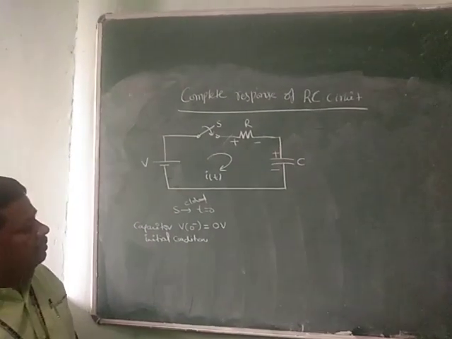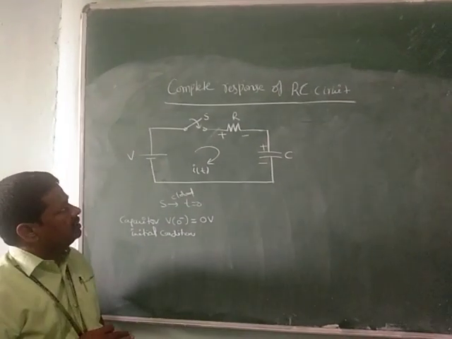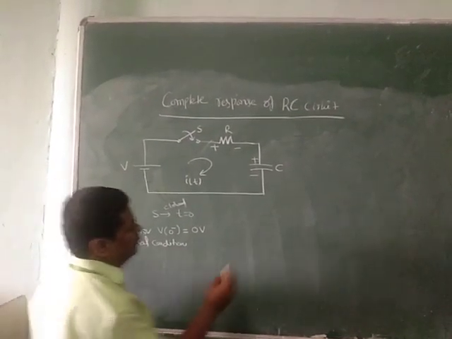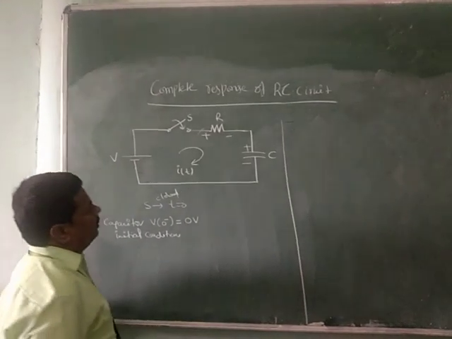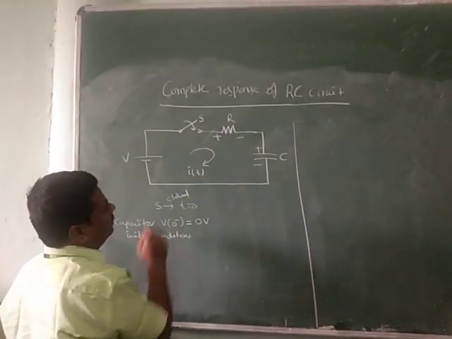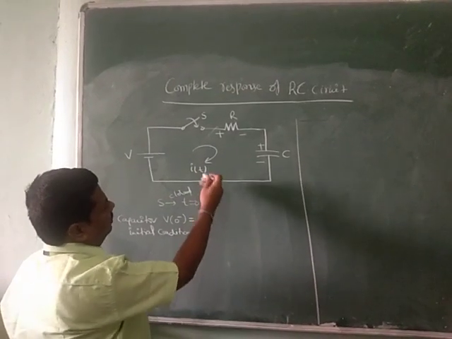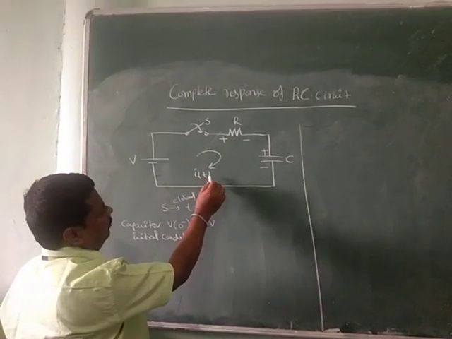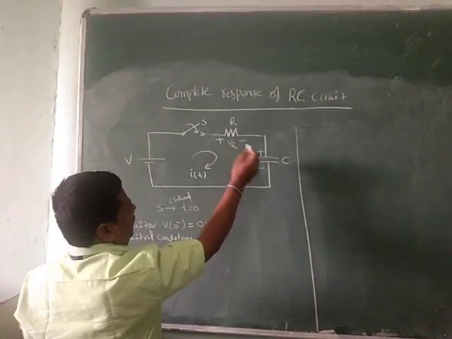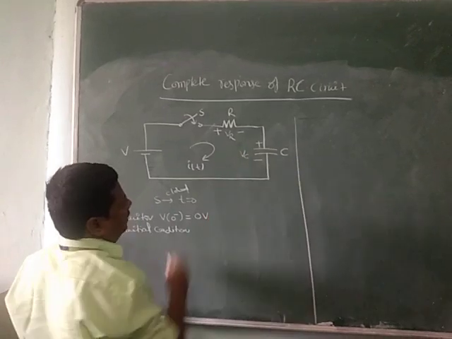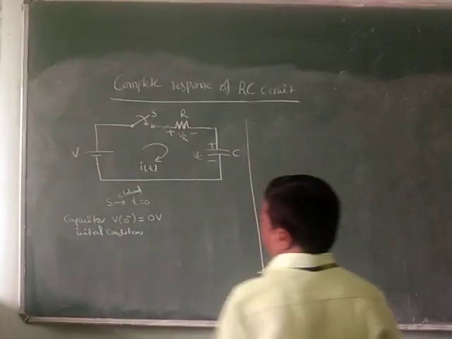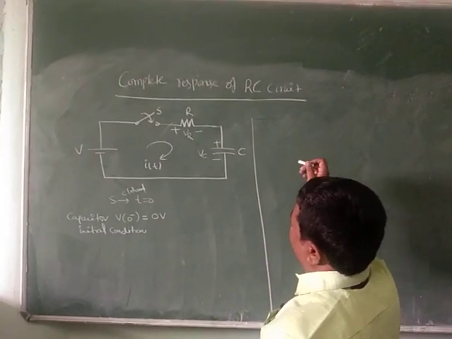The procedure is the same as the previous complete response of RL circuit. First of all, apply KVL to the loop and find the current. After simplifying, find the current expression. Once you know the current, then find the voltage drop across the resistor, and similarly the voltage drop across the capacitor. Here the first step is to apply KVL to the loop.